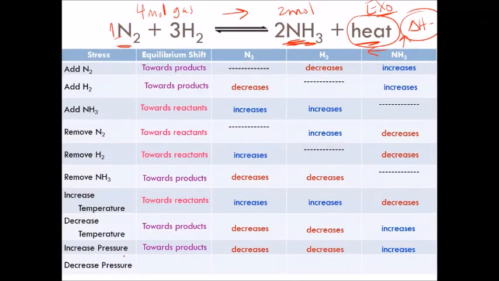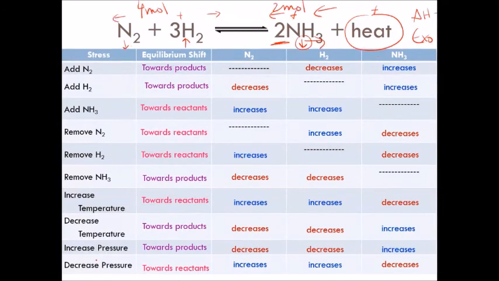Now, the opposite is true if we decrease the pressure. Okay, it's going to go to the side with more moles. So we would shift to the reactant side, and the reactants increase, and the product will decrease. Don't forget, too, that they could say increasing pressure by decreasing the volume using Boyle's law, or decreasing pressure by increasing the volume using Boyle's law.